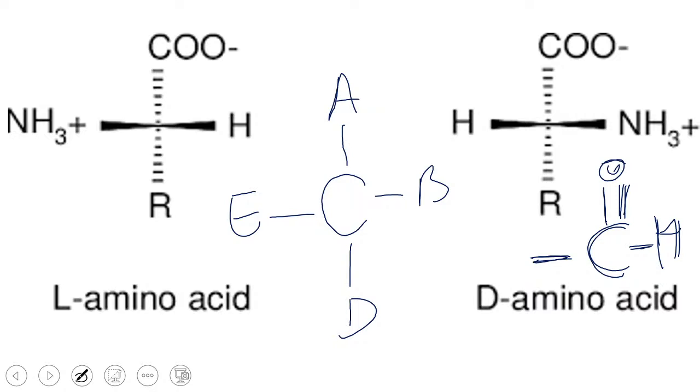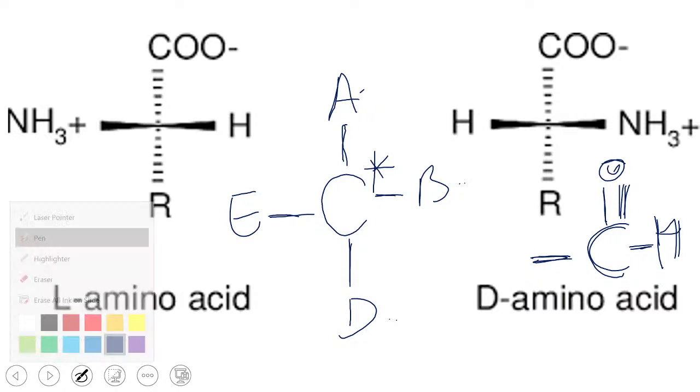Like here we can see it. Carbon is having single bonds and all 4 groups are different groups. A is different from B, B is different from D, D is different from E. So in this case, this carbon is an asymmetric carbon, or you can call it chiral carbon. Whenever we are having a chiral carbon, then only it can show any kind of stereoisomeric properties, or you can call it optical isomers.